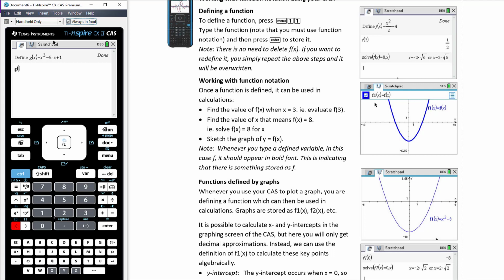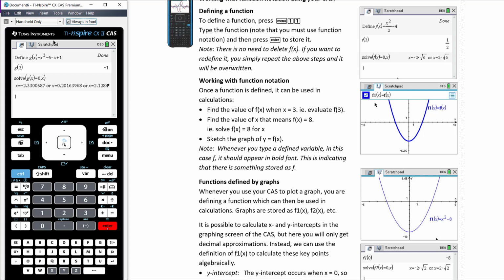So g of 2 would mean substituting 2 into that function, solving g of x equal to 0 would mean making that equation equal 0. That would be how I'd find x-intercepts. Sorry, I pressed Control Enter to get them as a decimal there, or Enter to get nice exact values.